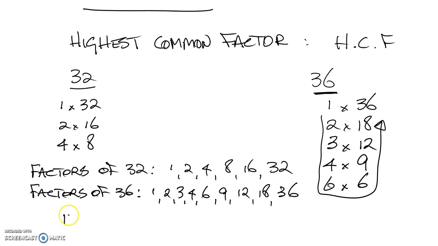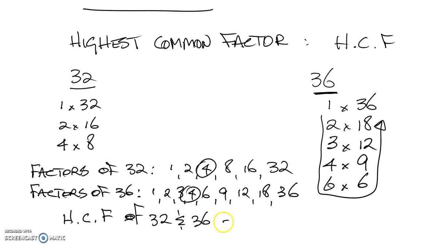So now we want to find the highest common factor. So we're going to start at the other end and try to find the highest number that's in both lists. 18, 16, 8, 12, 9, 6. And here we go, we have a common factor in both lists, and it's the highest one. So we say the highest common factor of 32 and 36 is 4. That's how we work out highest common factors.